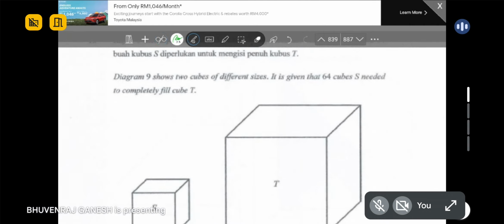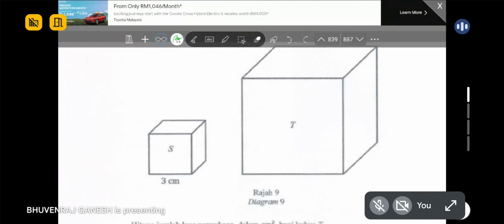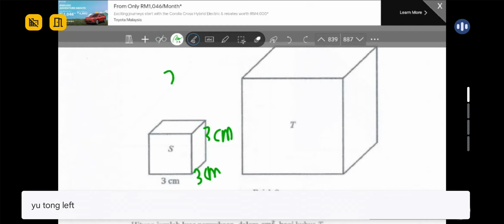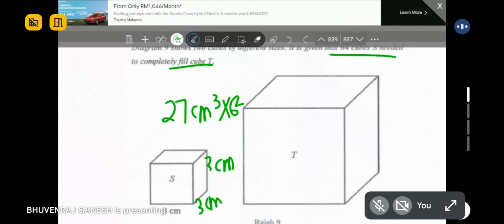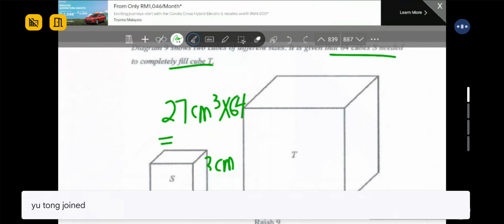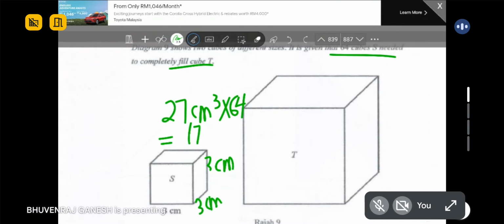Okay, so they say 64 cube S completely fill cube T. So it means 3 cm, 3 cm. Okay, so this one total is 27 cm cube, guys. This is for 1 cube. And then they say there are 64 cube S. So times 64. 27 times 64. So your answer is 1728, guys.